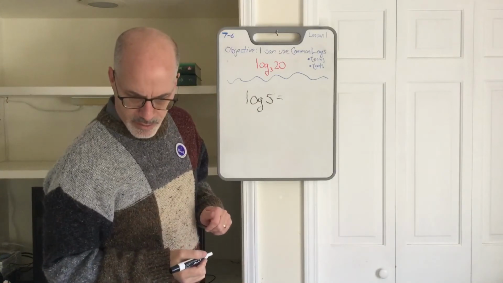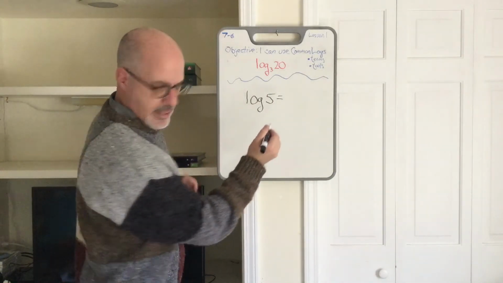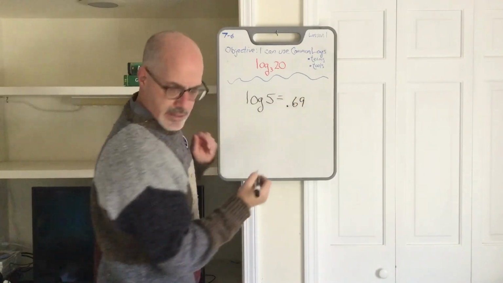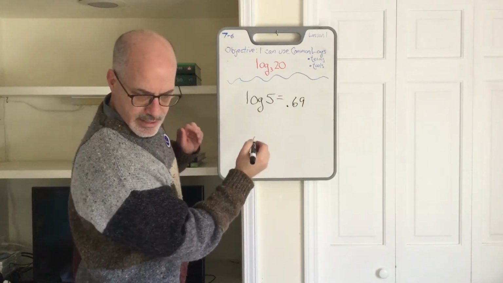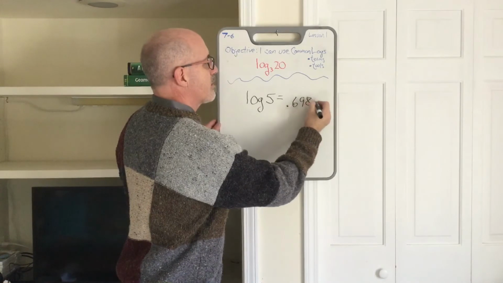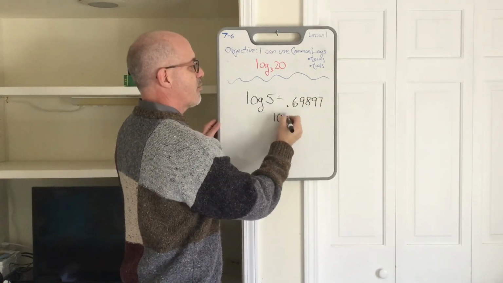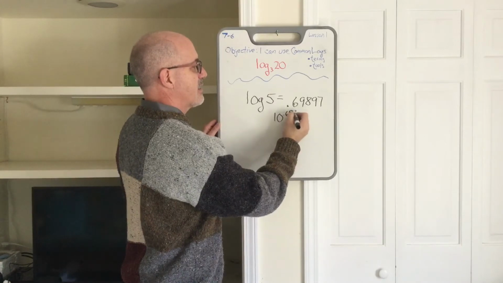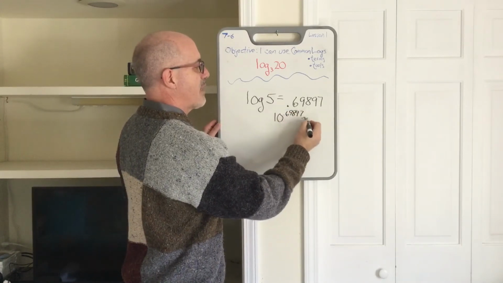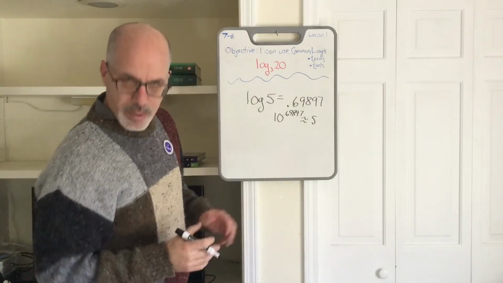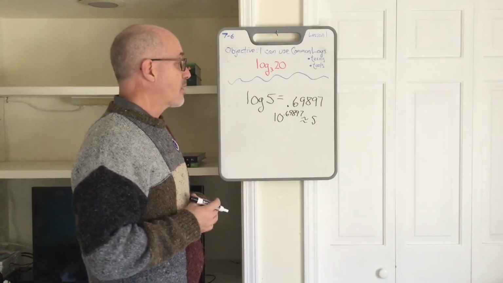If I want to do log of 5, you can do that on your calculator, and your calculator will give you 0.69897. That's saying 10 to the 0.69897 power is about equal to 5. Okay, so that's where we can use our calculator to do that.